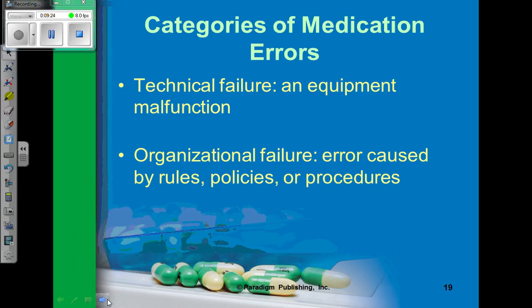The technical level, or technical failure, is an equipment malfunction. An example of this, of course, would be an incorrect reconstitution of a medication because of a malfunction of the sterile water dispenser, or a failure to operate the automated equipment properly. An organizational failure is an error caused by rules, policies, or procedures. An example of an organizational failure would include a policy or rule requiring the preparing or the admixing of parenteral drugs in an inappropriate setting without proper environmental controls.